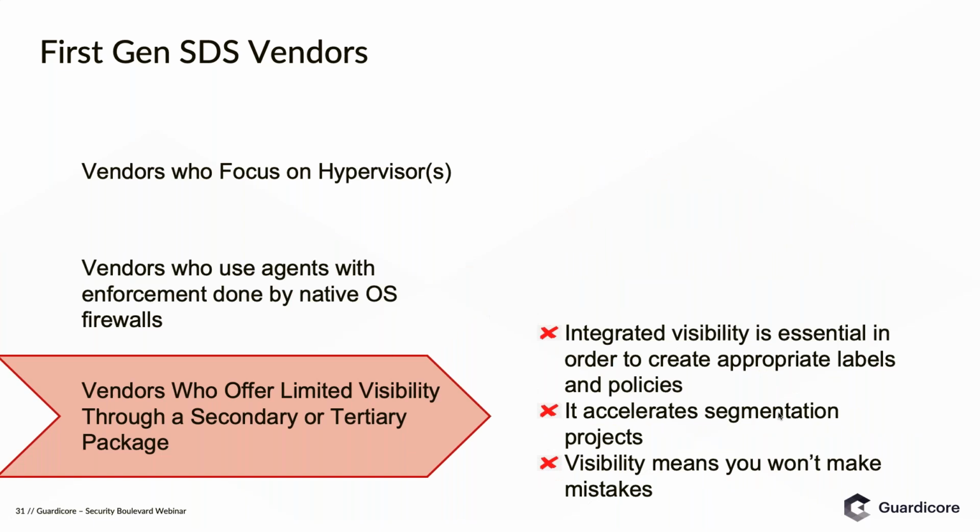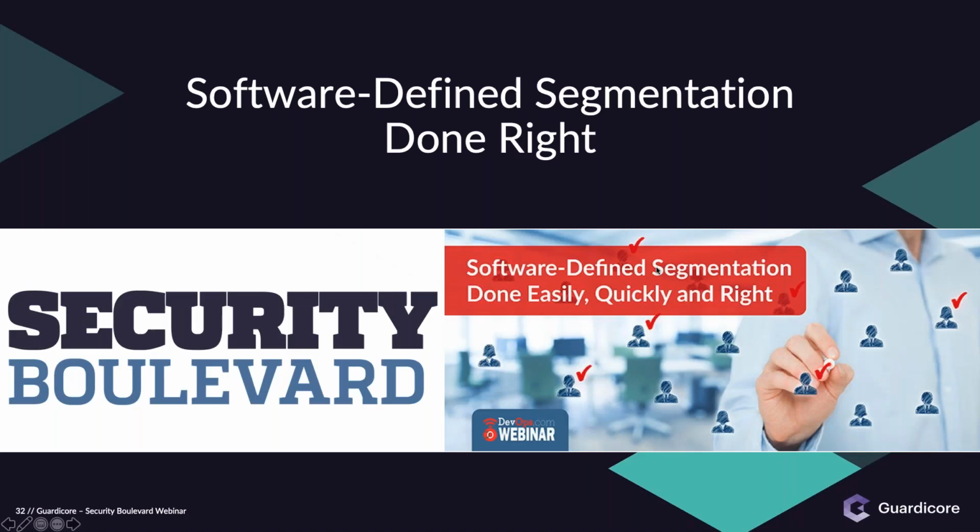Finally, the biggest challenge next to probably the one above is vendors who offer limited visibility through a secondary or tertiary package. Most people who do software-defined segmentation, instead of having their own visibility, use a secondary tool to do it, or even a third-party package. What I find is a problem here is that integrated visibility is essential to create appropriate labels that lead to policies. You remember the workflow of the 5 steps. You need to create labels, looking at visualized maps, and then create policies out of it. Without that visibility, you really can't accelerate segmentation projects, and you can't be confident that you won't make mistakes.